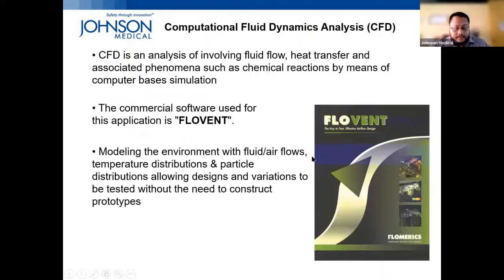To achieve this, we did some CFD, or computational fluid dynamics analysis, on the guided airflow. We used a software called FlowVent. This helps us to model the environment, the fluid, the airflow, both the temperature distribution and also the particle distribution, allowing the design and variation to be tested before we actually construct the prototypes.